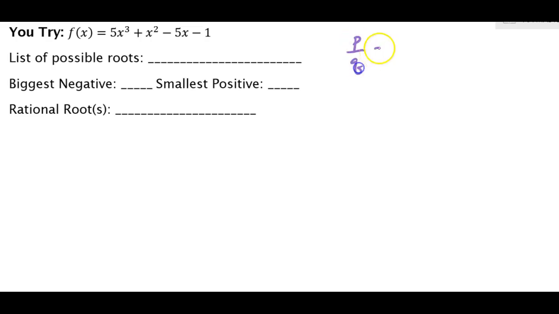So our p over q, p is our last number, which is -1. The only factor of 1 is 1. And then our q is 5. And there are only two factors of 5, which are 1 and 5. So my list is pretty short here. My rational roots could be positive or -1, or positive or -1/5.